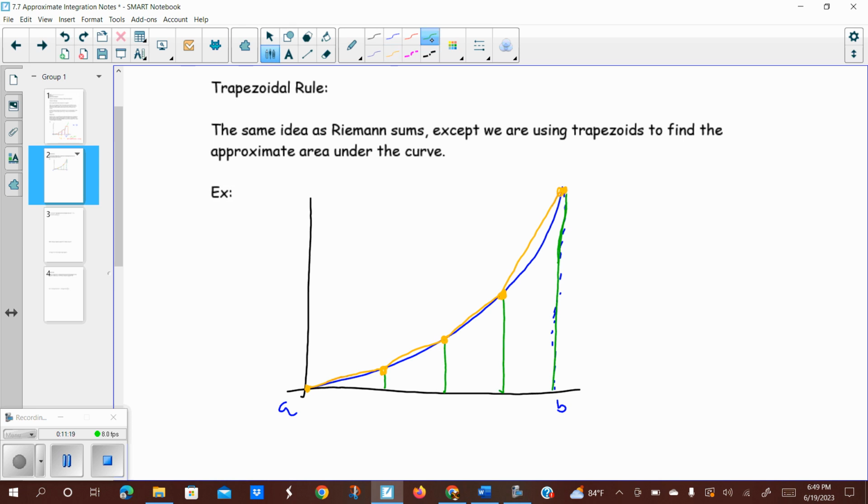So what do we need? Well, if we're going to use trapezoids, we need to know what the area of a trapezoid is. And the area of a trapezoid, if we recall, is 1/2 the sum of the two bases of the trapezoid times the height. And the biggest thing is, well, what's the base and what's the height of a trapezoid?